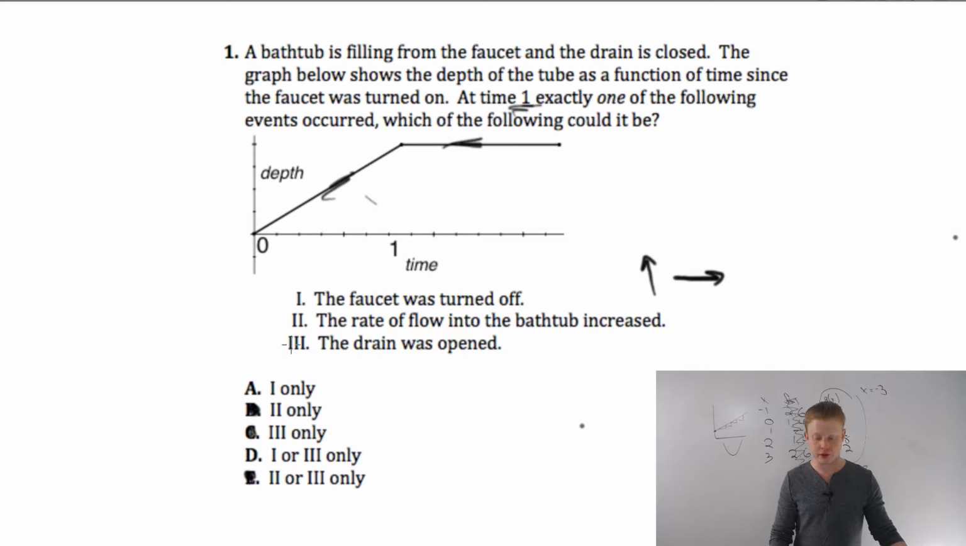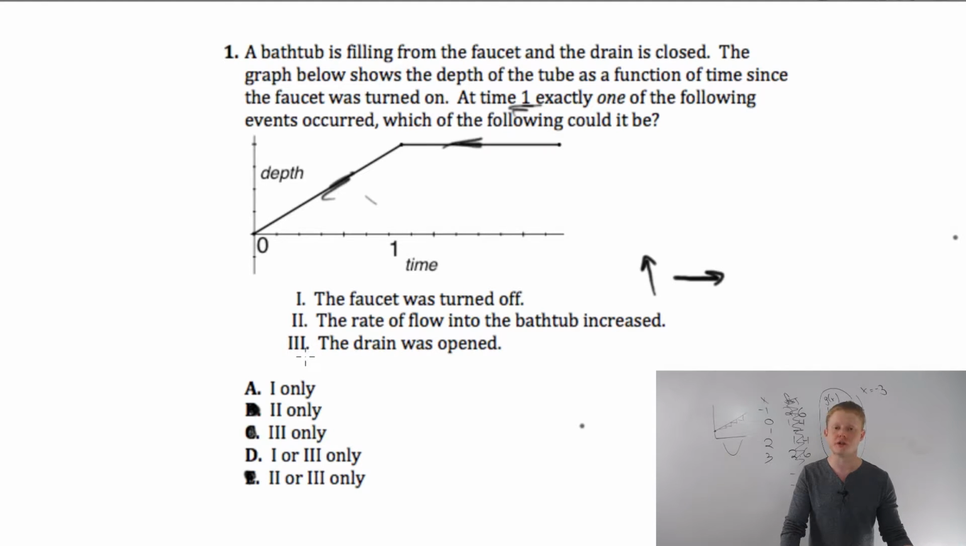Now, I don't even need to look at two, but let's just talk about it because it's a video, right? Rate of flow into the bathtub is increased. Well, that doesn't make any sense, because if we turned up the water, then the slope would get steeper. It wouldn't go to zero from a positive slope. So we only really need to look at number 3 and decide yes or no.